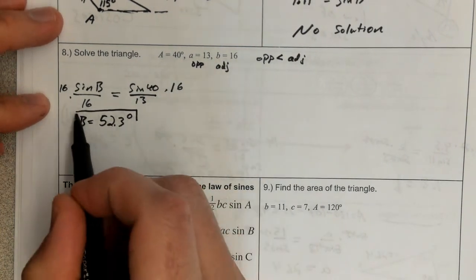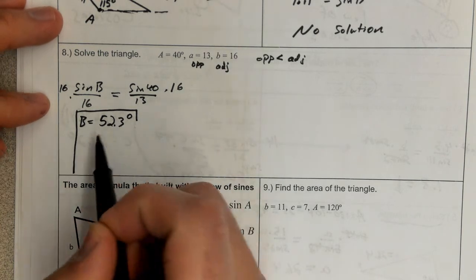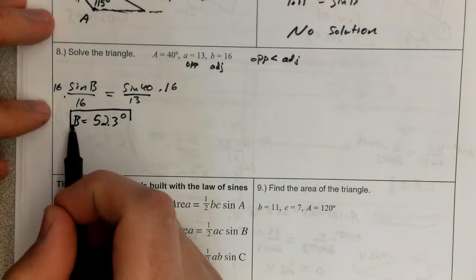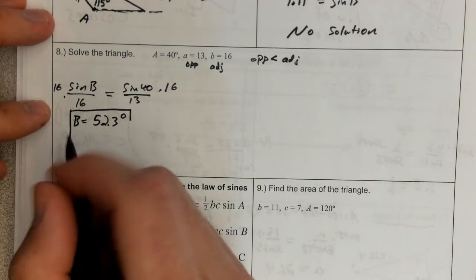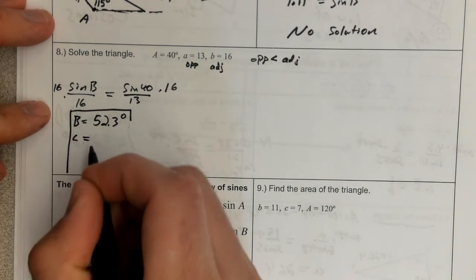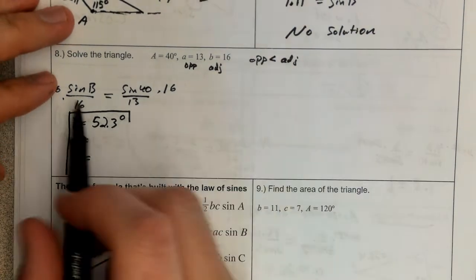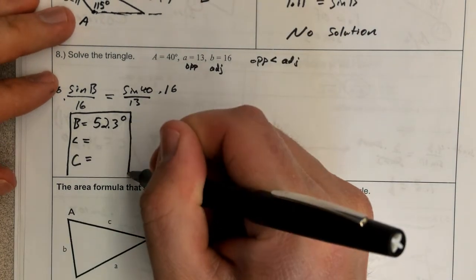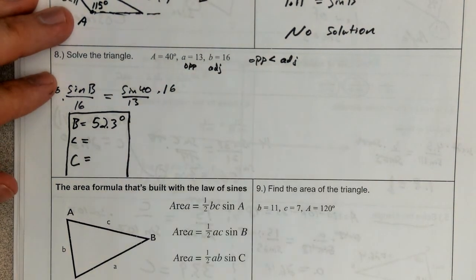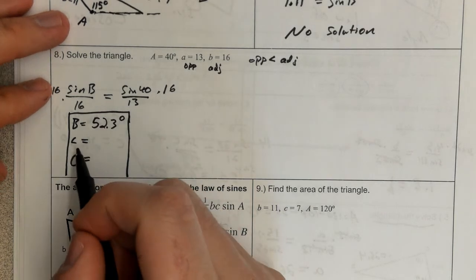Okay. In fact, let's make a little list of everything that we're finding here. We're solving the triangle, right? So I need angle B, I need side c, and then I need angle C. Okay. And so I'm going to fill in the box here.